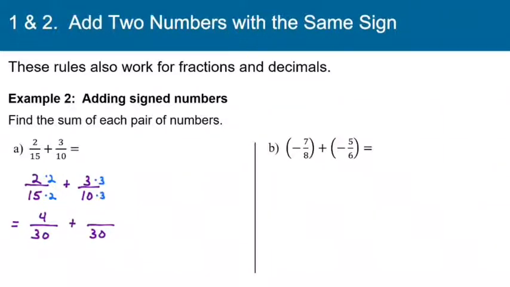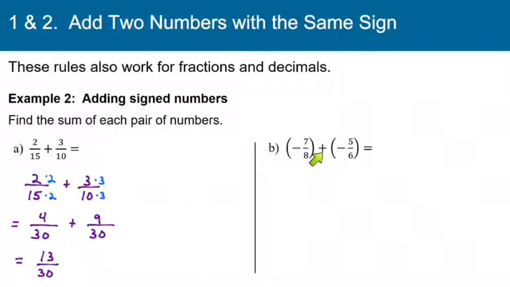So that means I'm multiplying top and bottom both by 3. And so the new numerator here is 9. So now we have 4/30 plus 9/30. Both of these numbers are positive, so that means we will add and keep the sign. 4 plus 9 is 13, and the sign is positive, so keep that. And the denominator is 30.